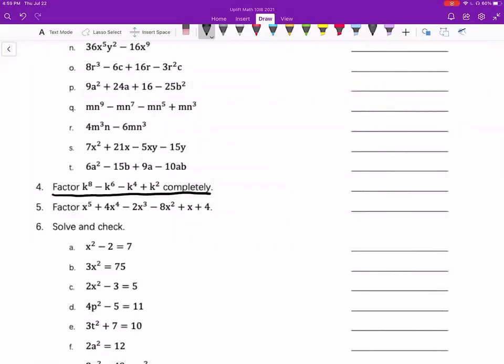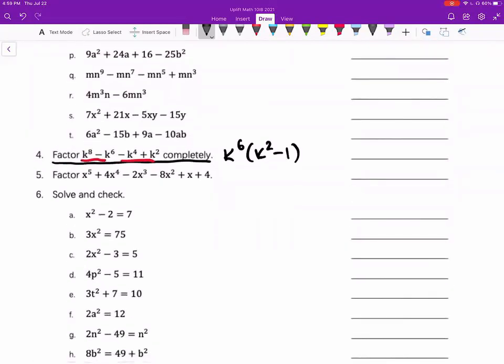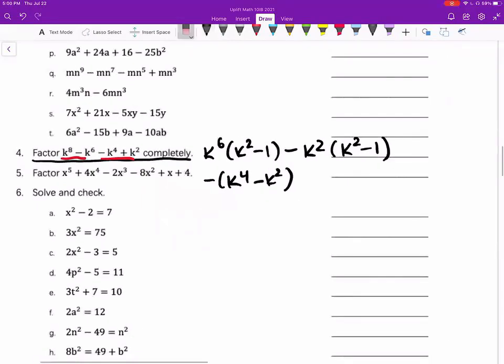Sure. So using the grouping method we learned last time, we can group the first two terms together and the last two terms together. So we have k to the power of 6 times k squared minus 1. Then in the second group, we can express it as negative k to the power of 4 minus k to the power of 2, which is just, you extract the k squared out and you get k squared minus 1, I believe.